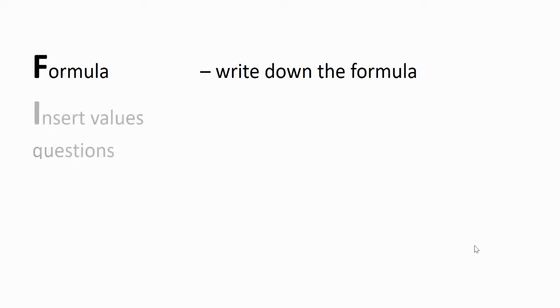Well, firstly, F stands for formula. This is the first thing you always need to do. You need to write down the formula. You can write it down in words, or you can write it down in symbols. You must always write it down. I stands for insert values. So you look at the question, you find the numbers from the question, and you write those down as a new line of working underneath your formula.